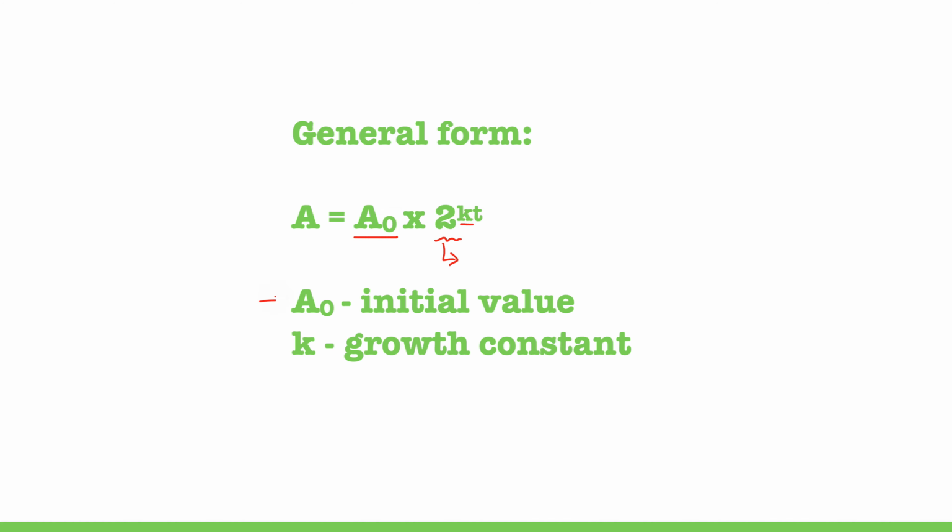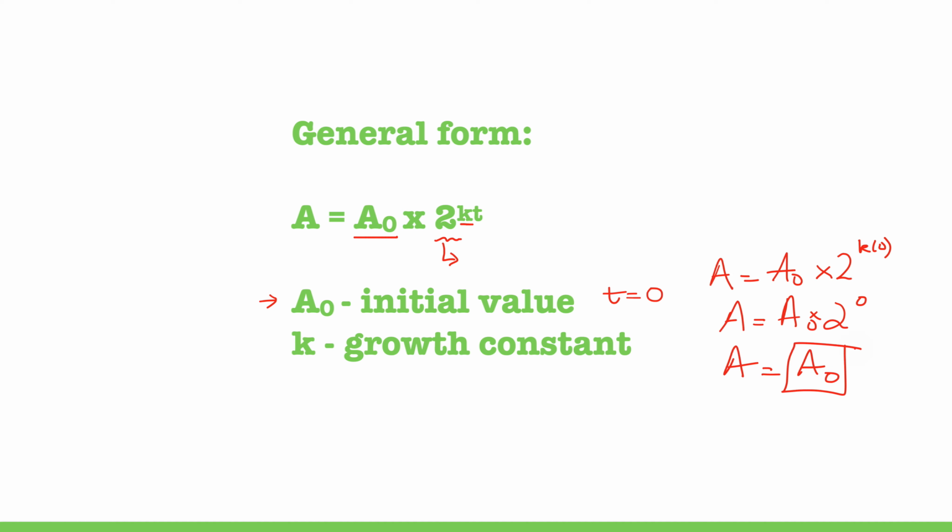Now, back to this idea of why A0 is our initial amount. Well, initial means at the beginning. So when time is equal to 0, let's substitute it into this equation. k times 0 is just 0, and we know that anything to the power of 0 is 1. So what we'll get is that the amount when time is 0 is always A0. And that's why we don't have to do this working out. We can just plug in our initial value straight away. k is our growth constant.